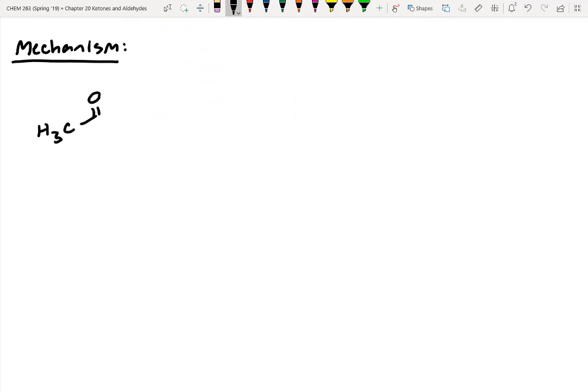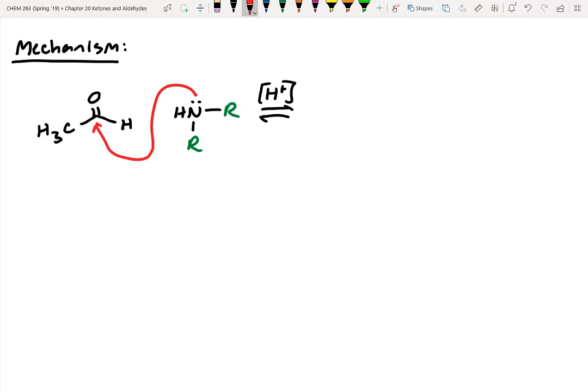We've got our aldehyde. We've got our secondary amine. Again, I'm just going to label these as red R groups. And then it's going to attack in, pick up electrons. We know we don't want it too acidic or else it'll trap our amine.